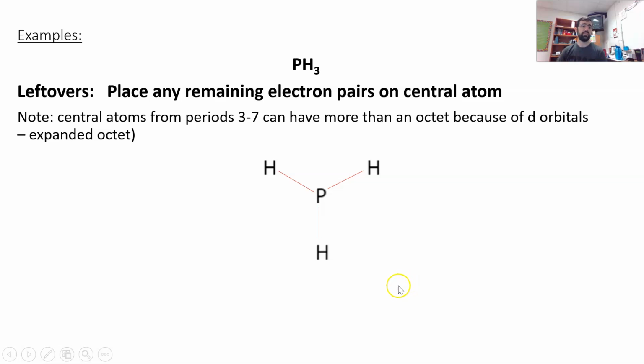All right, our leftovers. We're going to place any remaining leftover electron pairs on the central atom. So we could put extras on there if we have to. Now, we have 2, 4, 6 electrons used. We have 8 to work with, so we have 2 more electrons that we're going to put on the central atom.